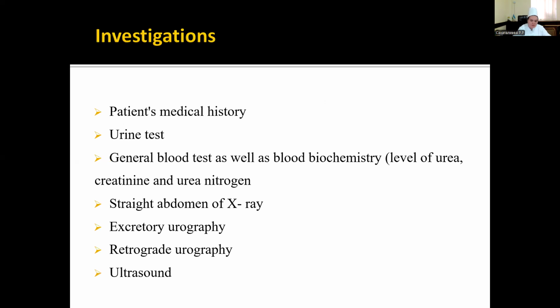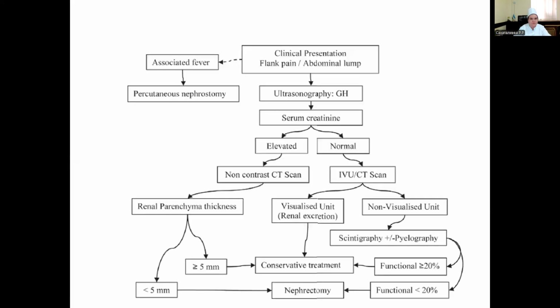Investigations: in this investigation, we review the patient's medical history, urine tests, general blood tests, as well as blood biochemistry, levels of urea, creatinine, and urine nitrogen, straight abdominal X-ray, excretory urography, retrograde urography, and also ultrasound. In this slide, you should read some of the diagnosis, investigation, and treatment of hydronephrosis.